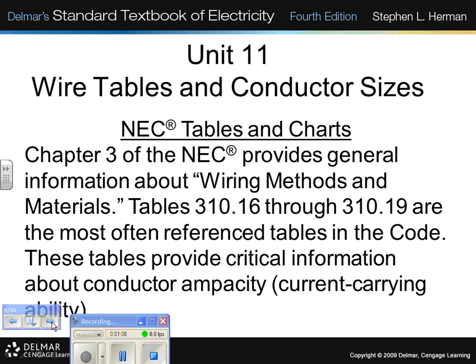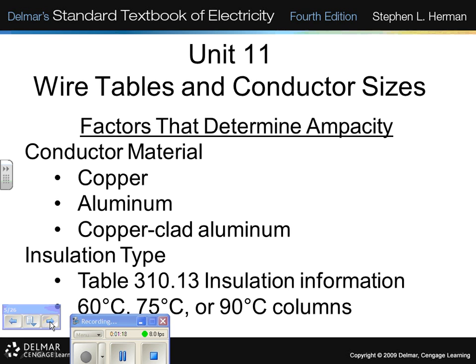Okay, tables and charts. Chapter 3 of the NEC provides general information about wiring methods and materials. The wire tables, every electrician in the whole world, I should say, knows that the wire table that is most commonly used is 310.16. There's a page out of 310.16 in your book, I believe. And 310.13 is a table that's before 310.16, and it talks about the characteristics of the insulation. It talks about the 3 columns.